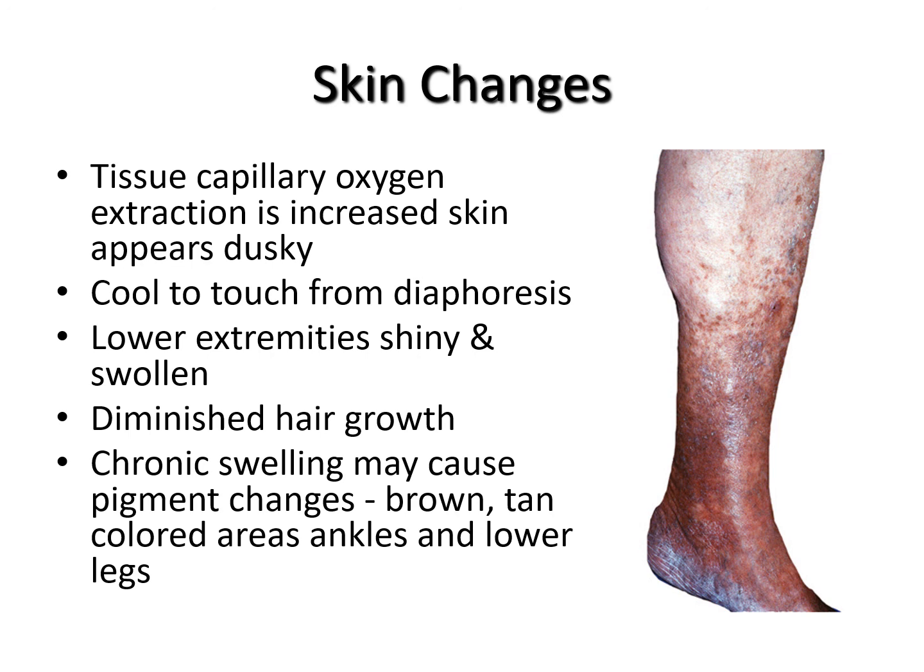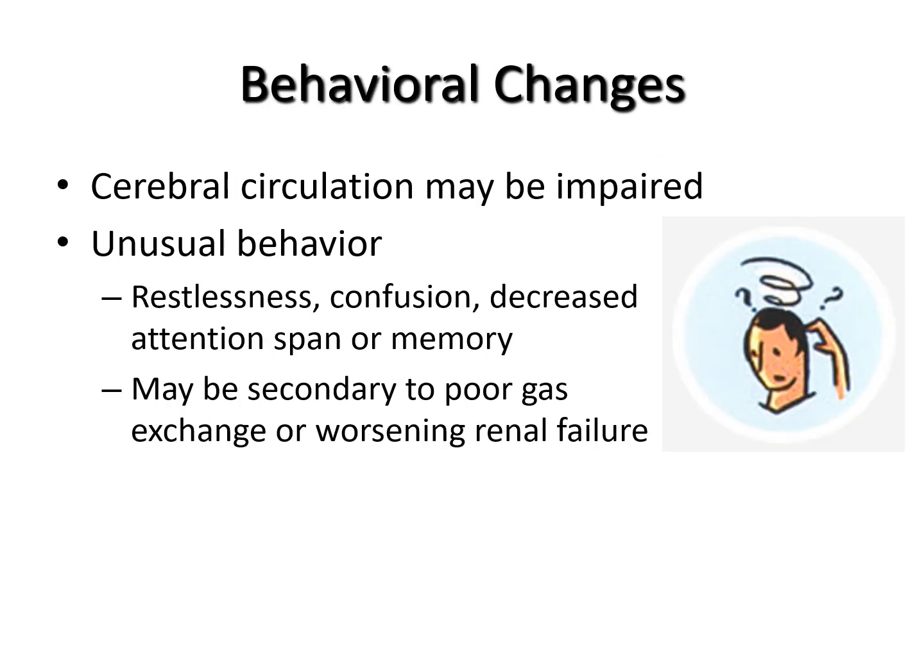Also, we can see the development of stasis dermatitis that occurs as a direct consequence of that venous insufficiency. Again, perfusion is a problem to all areas of the body, including the brain. So behavioral changes can occur as a result of heart failure and decreased cardiac output. This is important for you to get. You'll have questions like this on your exam.